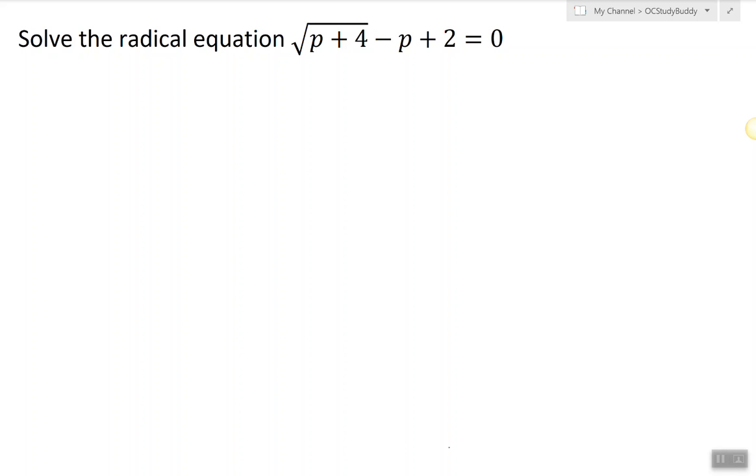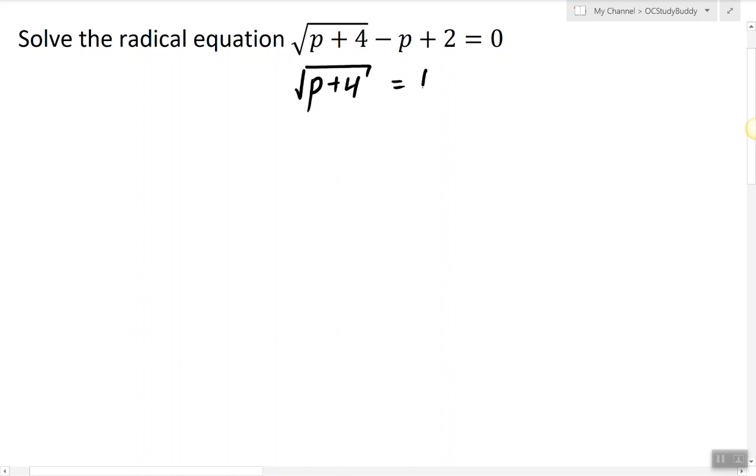In this video, I will show how to solve a radical equation, and let me remind you that to solve a radical equation, we have to isolate a radical expression first and then raise both sides to the appropriate power. So the radical expression here is square root of p plus 4, and this is the reason why it's called the radical equation. And to isolate it, we're going to add p and subtract 2 from both sides.